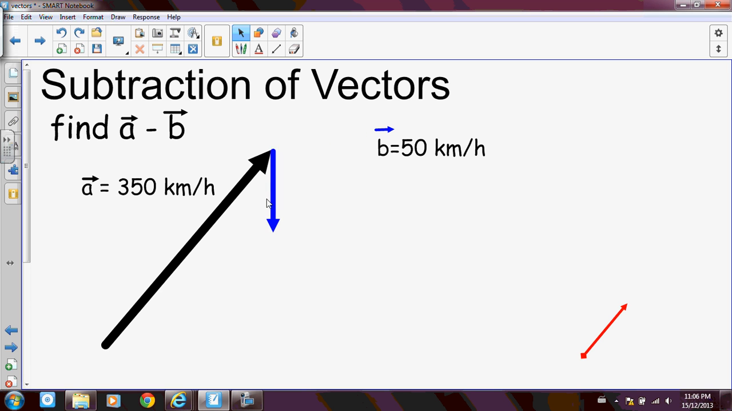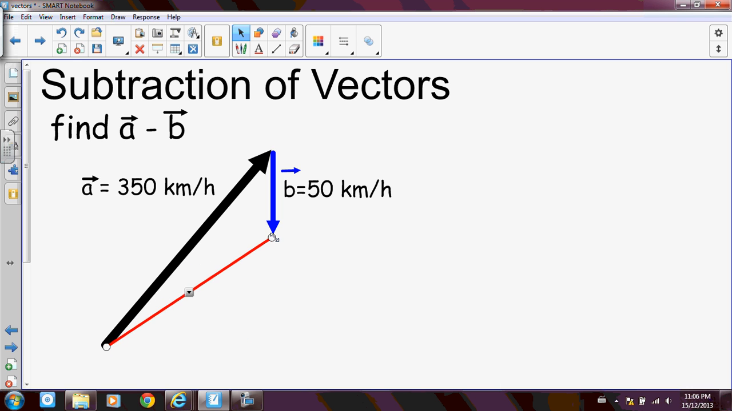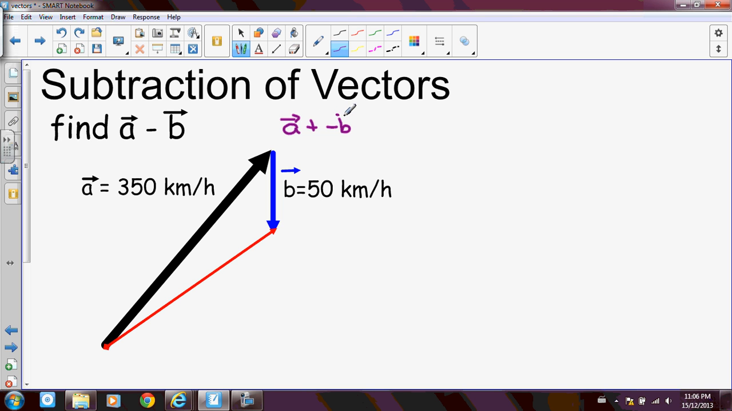So if we're looking to subtract A minus B, we simply take the negative of B and change it to an addition question. So the opposite to B is the one that's now on the screen, and we would add them the same way we would anything else. So really what I'm doing now is the question A plus negative B.